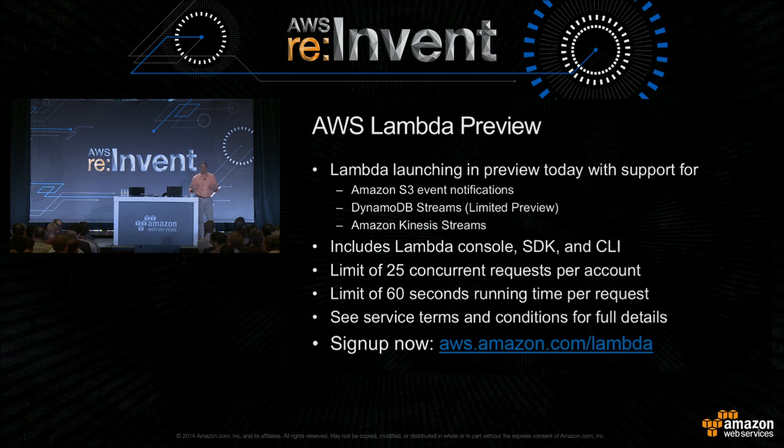so you've got full functionality. What we limit during the preview is basically capacity. To ensure that we've got capacity for all the people who want to try it out, we're initially launching with a limit of 25 concurrent requests per account, and a limit of 60 seconds of runtime for each request. And we expect that in the future we will lift both of these limits higher. To get started, go to aws.amazon.com/lambda. You can sign up for the preview, and we'll be letting people in as quickly as we can after that.